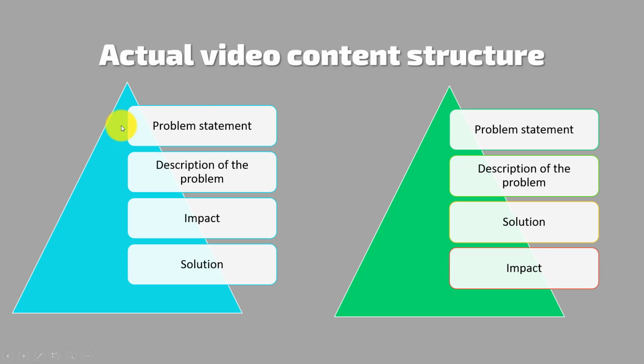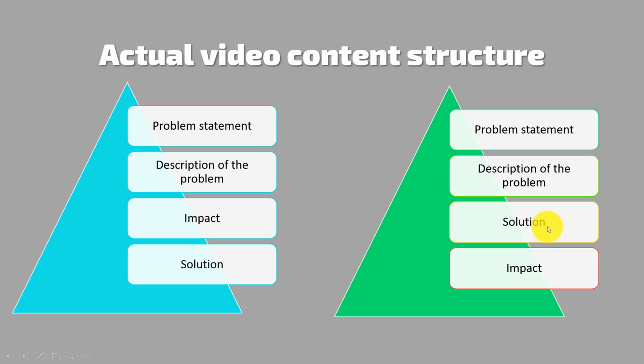So you can see visually it would look like this. You have a problem statement, problem description, very little time for problem statement, very little time for problem description, and then you talk about impact, and most of the time is about solution. Or you can have problem statement, description of the problem again, and talk about solution.